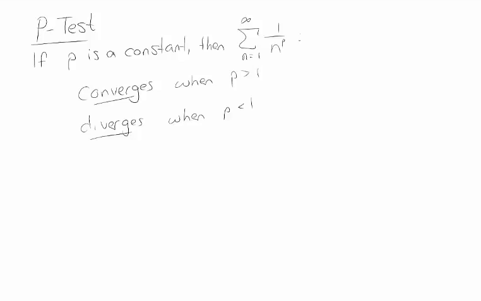I want to talk about the p-test, which is a test we originally learned for integrals and will also work for series. The setup is we have a very particular kind of series, looks like this. So the number n, that's changing, but it's always being raised to the same power. P isn't changing. Now this series is going to converge when p is big enough, and it's going to diverge when p is smaller.